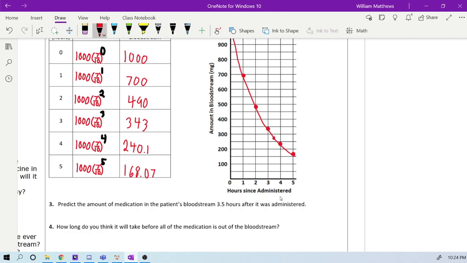So if we look at this point, roughly at 3.5 for the hours since administered, we're sitting between the 250 and the 300 milligram mark. So we could say our estimate would be 275 milligrams if we based it off of the graph.